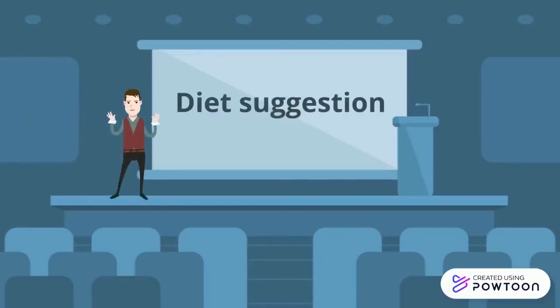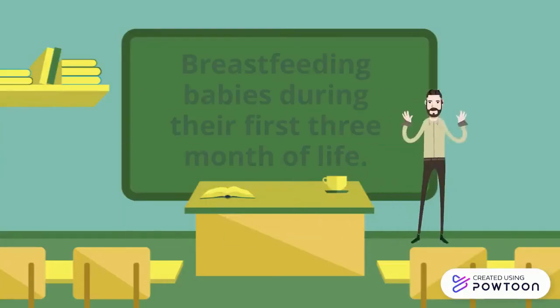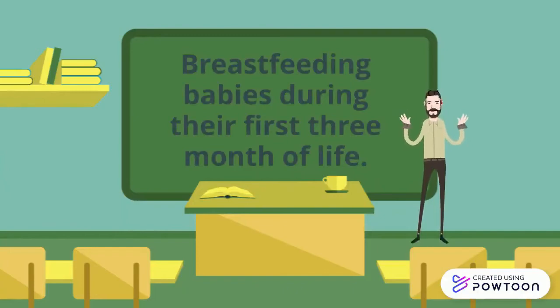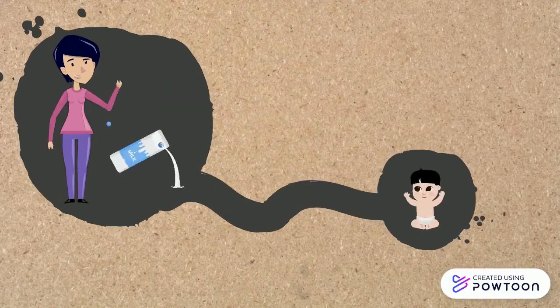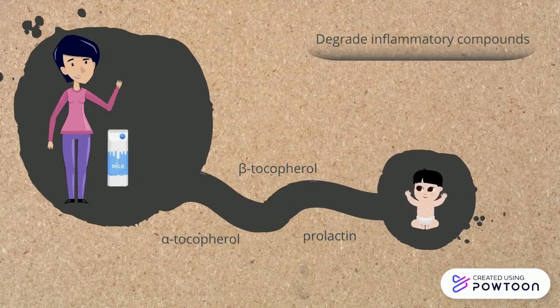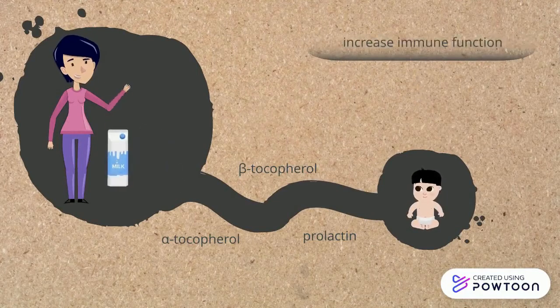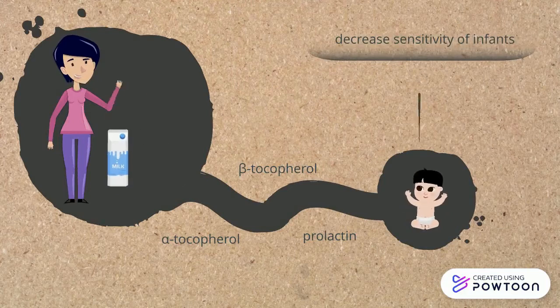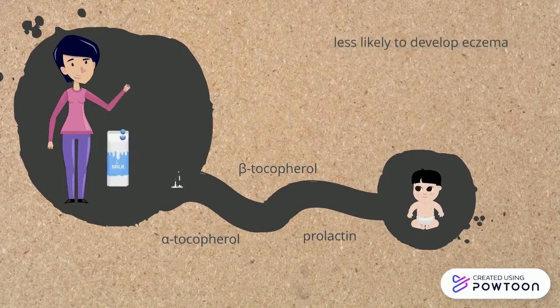For the last part is diet suggestion. Breastfeed babies during the first 3 months of life. Breast milk contains compounds like alpha-tocopherol, beta-tocopherol, and prolactin that will degrade inflammatory compounds, increase immune function, decrease sensitivity of infants, and make them less likely to develop eczema.